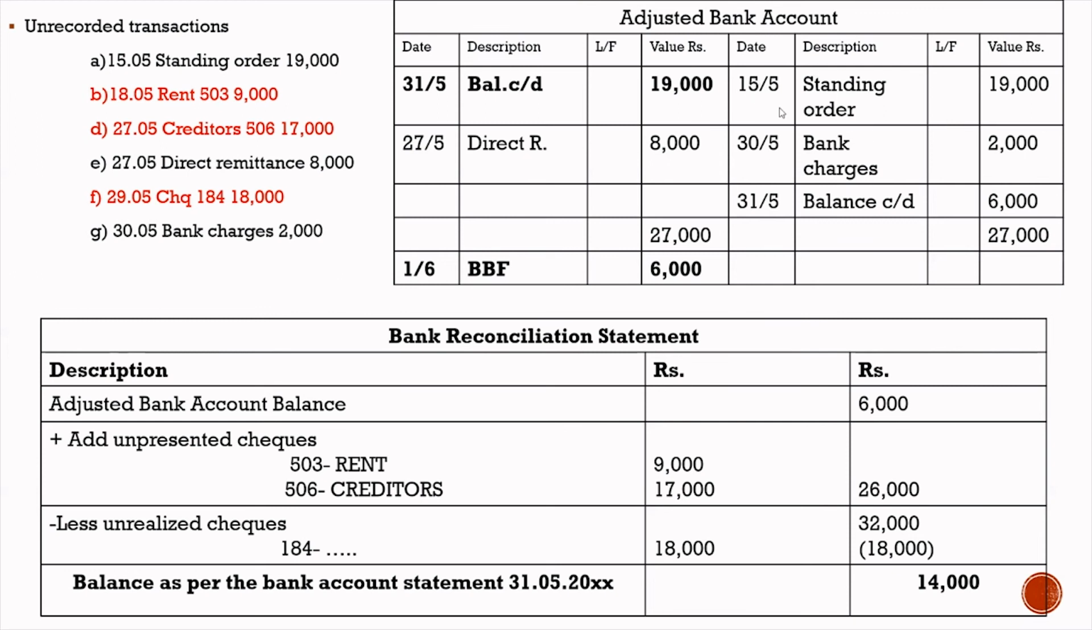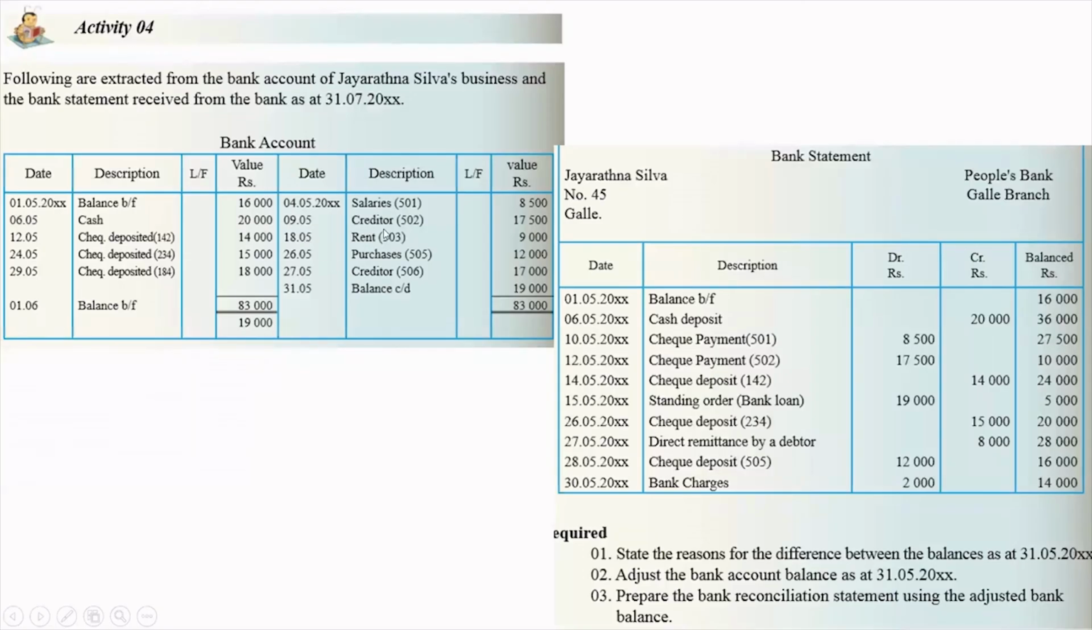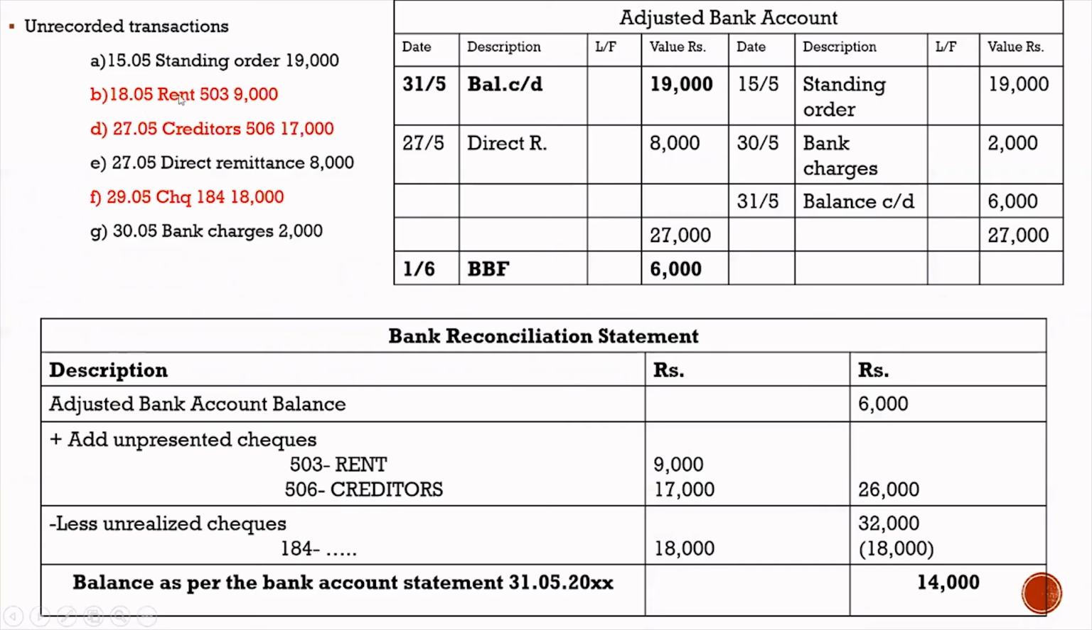So then you have to credit that amount as standing order payment 19,000. Rent 9,000. See here, we have already credited it. Are we going to credit it again? No. That is a check that is not presented. So it should be going to the bank reconciliation statement and not to the adjusted bank account.